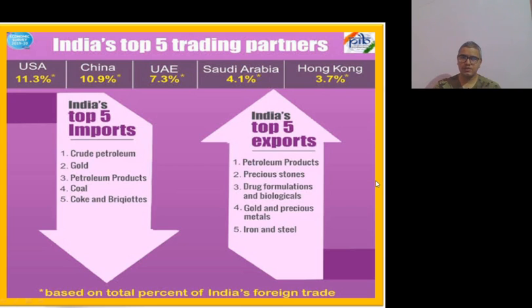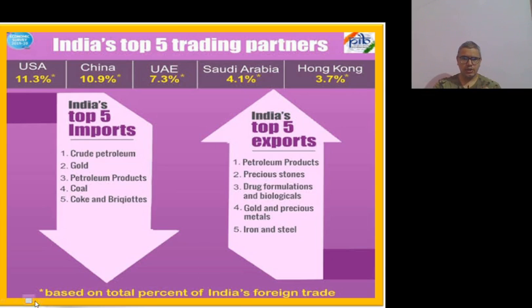This is refined petroleum products to other countries, drugs and pharmaceuticals, that is medicines. India is one of the largest medicine suppliers, medicine exporters in the world. Gold and precious metals in the form of jewelry, iron and steel, etc.